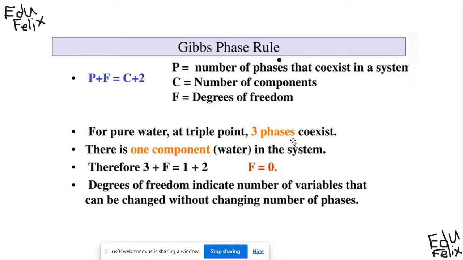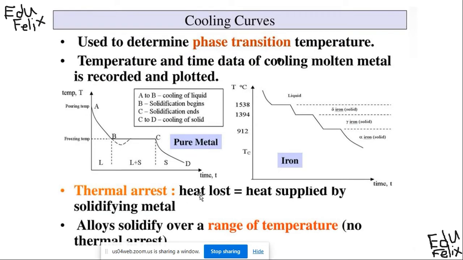Right? For pure water at the triple point you have three phases. There is one component, water. Then the degree of freedom is 0. Only water exists, so 3 plus F is 1 plus 2, then F becomes 0. So the degree of freedom indicates the number of variables that can be changed without changing the number of phases. That indicates how much you can work out with the mixture.